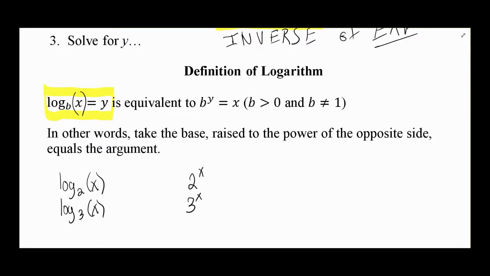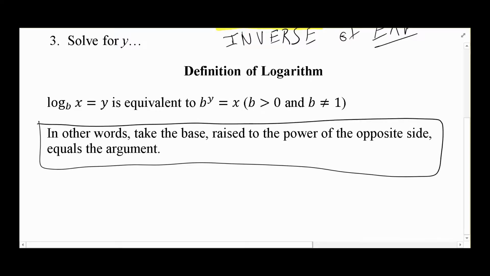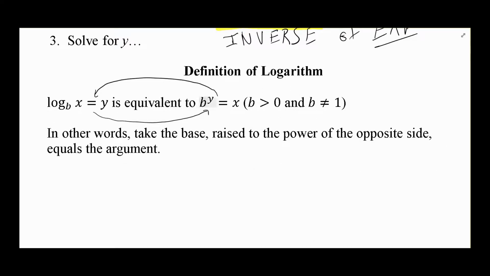Now, the other part I want to talk about here in this intro before we get into the specifics is something that I'm going to talk about over and over and over again. One of the things that we're going to want to be able to do is say, how do I go from one to the other? That's one of the things that we're going to work on here in this lesson. How do I go from an exponential to a log or from a log to an exponential?